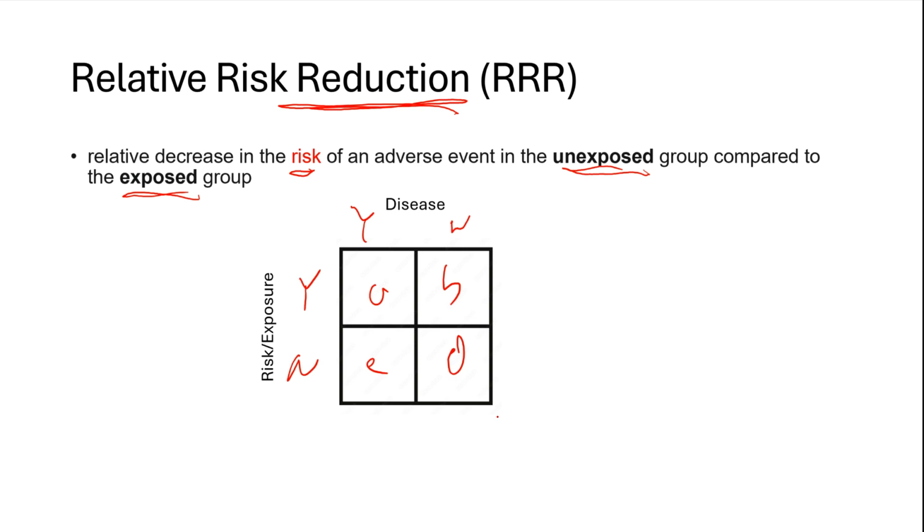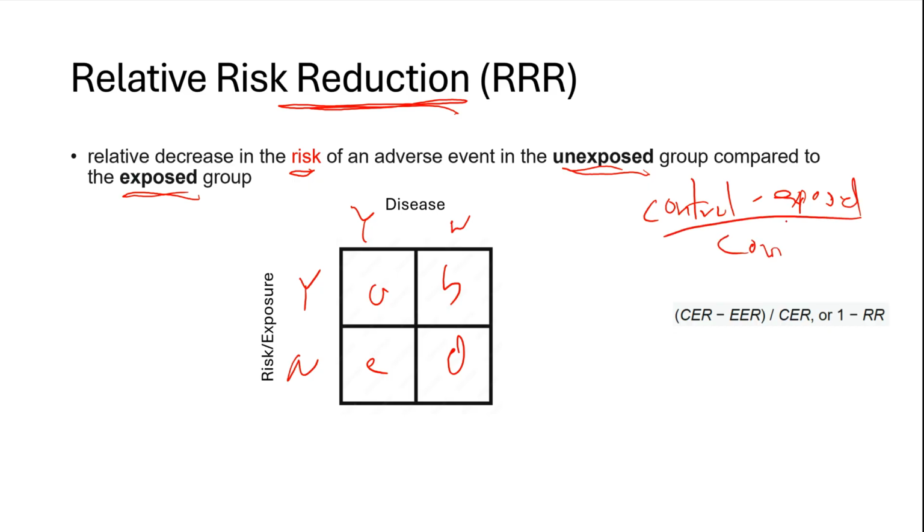So what exactly is relative risk reduction? Relative risk reduction is always going to be compared to an unexposed group to an exposed group. Now there are 2 ways that we can remember this. You can either remember it as CER minus EER over CER, or 1 minus relative risk. What exactly is CER minus EER over CER? That just sounds like a lot of letters. CER is the control group, minus the experimental or the exposed group, divided by the control group. Again, this is literally the definition.